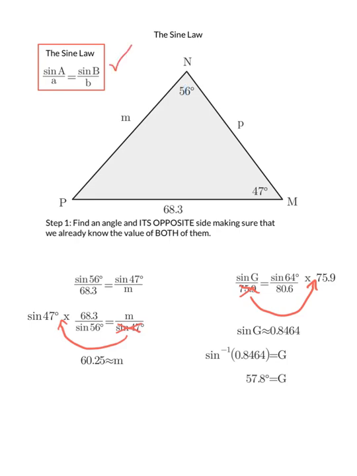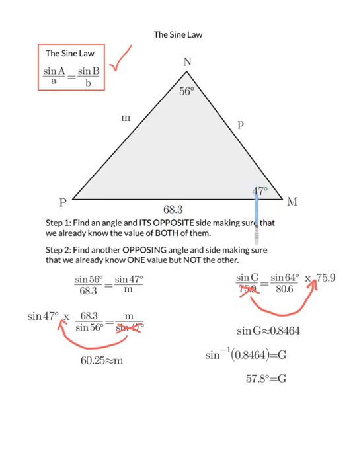All right, so we're going to start with that, and we're going to say sine of 56 degrees divided by 68.3. And sure enough, that's what I have right here. Sine of 56 degrees divided by 68.3. Okay? Step 2. Step 2 says find another opposing angle and side, making sure that we already know one value but not the other. And so we're going to look here. Now I know that we already found the two that we know. We're 56 and 68. Let's try 47 degrees opposite to m.